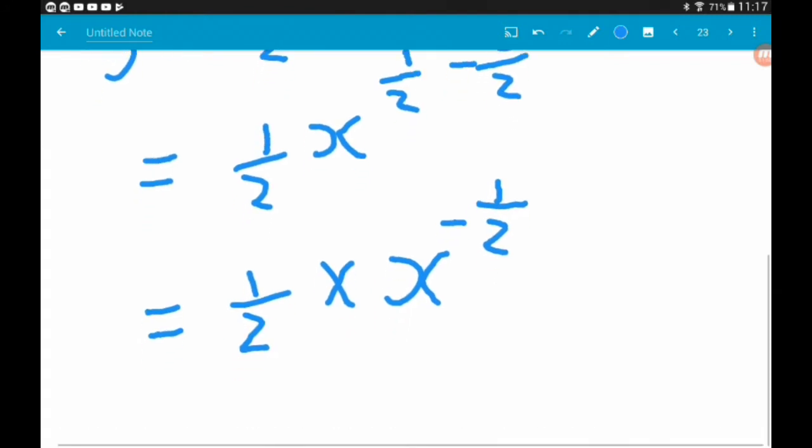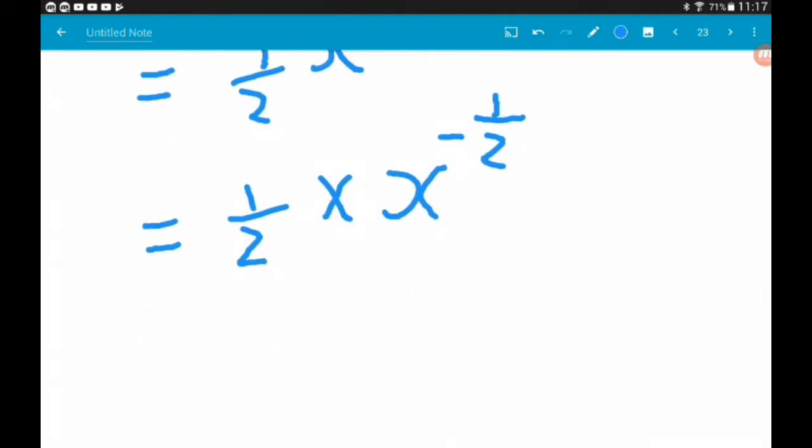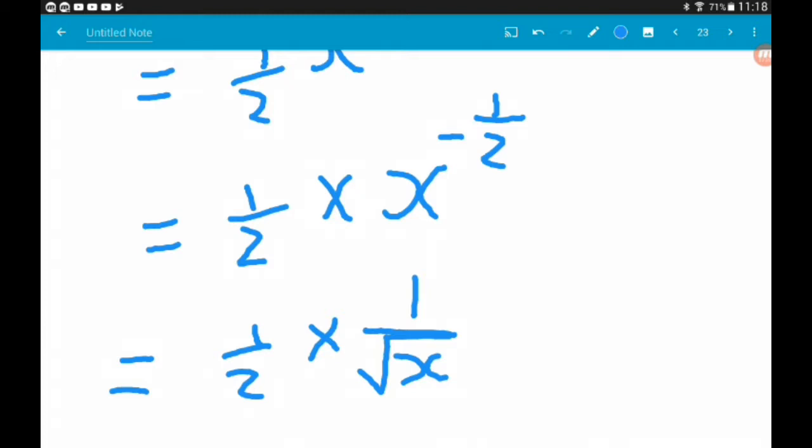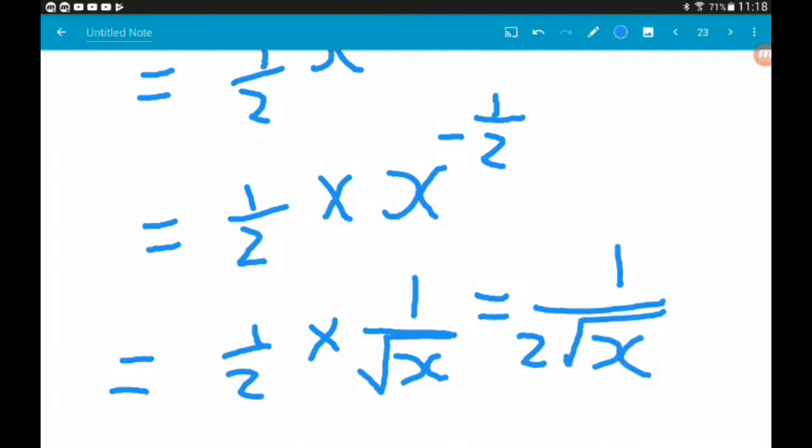Now, if we now turn this back into square root notation and also fractional notation, we can say this is 1/2 times, well, x to the minus 1/2 means 1 over x to the half. So 1 over root x. And then we can just simplify that a bit and say it's 1 over 2 root x, like that. Good times.